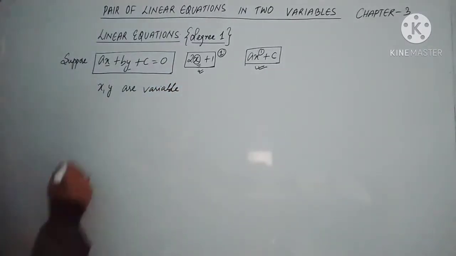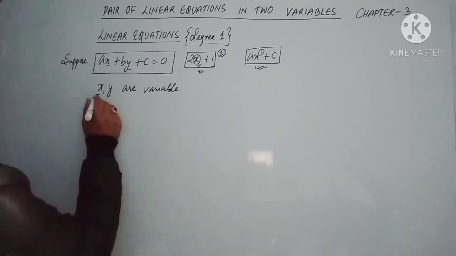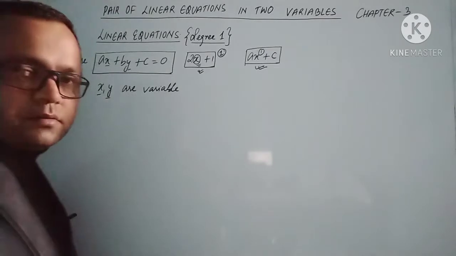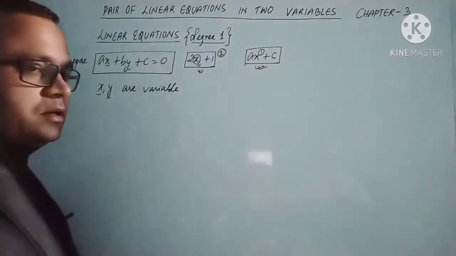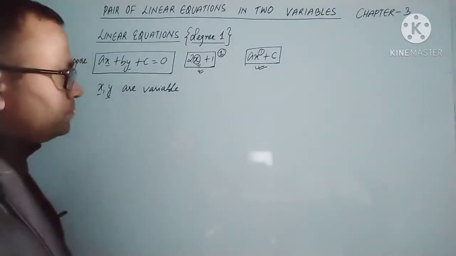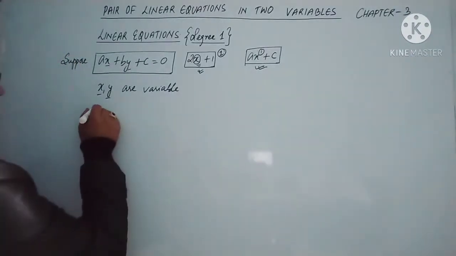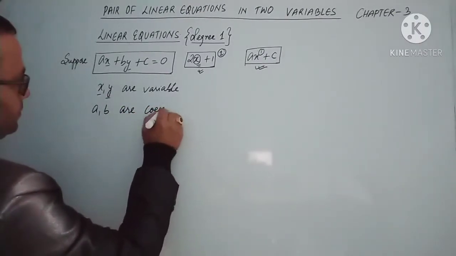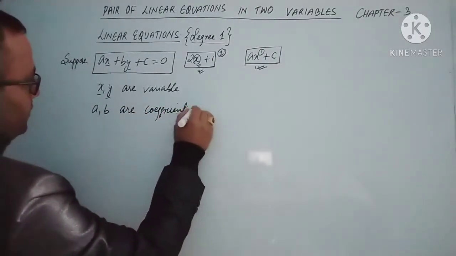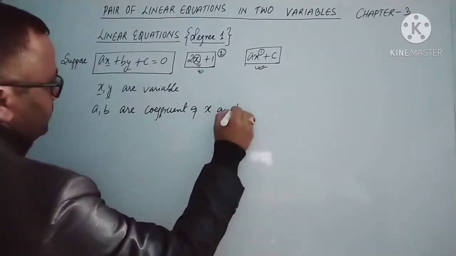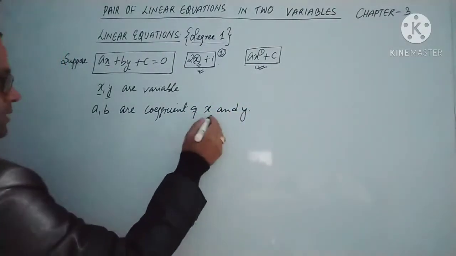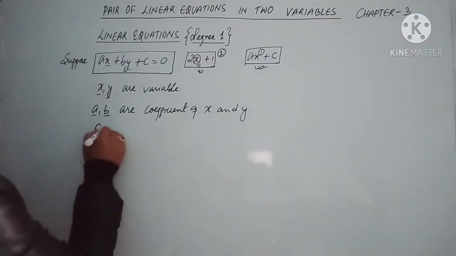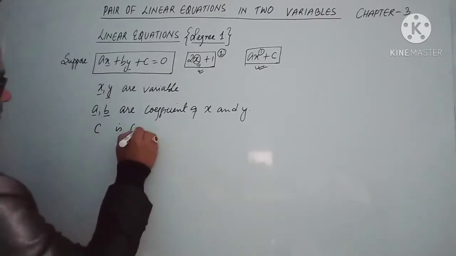Variable means the values of x and y cannot be fixed. They can vary, so x and y have different values. a and b are the coefficients of x and y. And the last one, c, is the constant term.